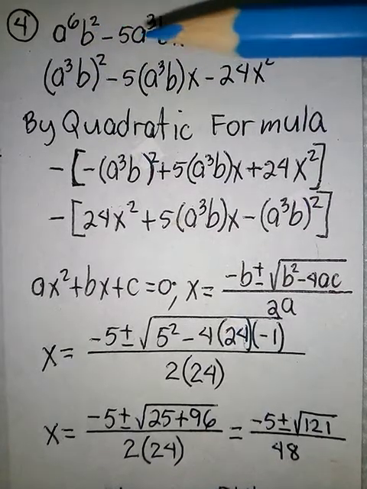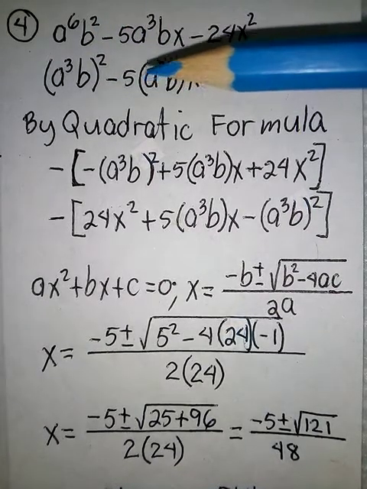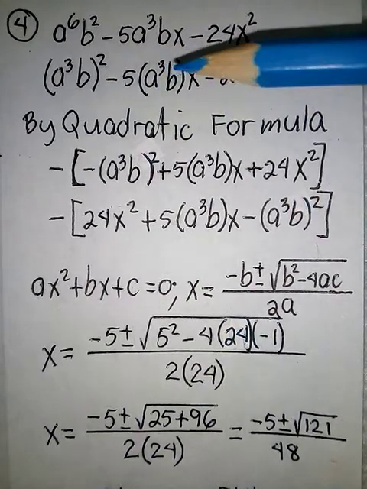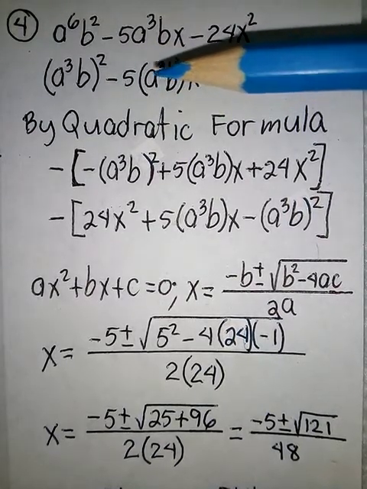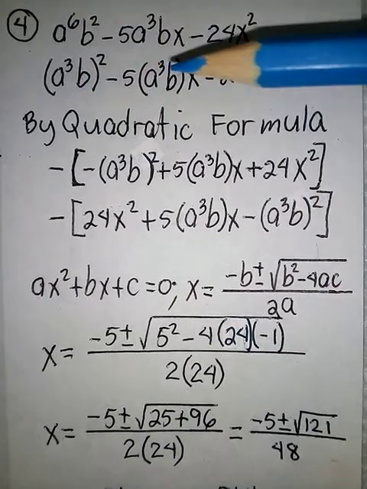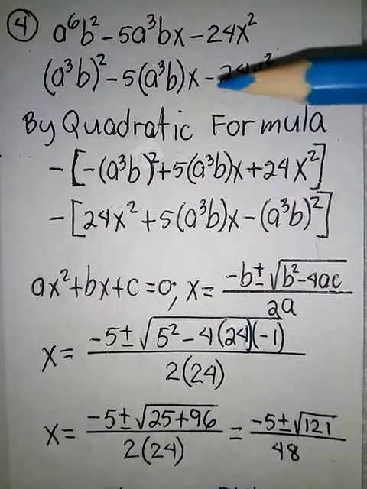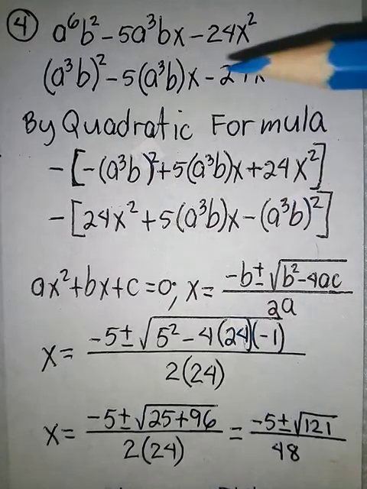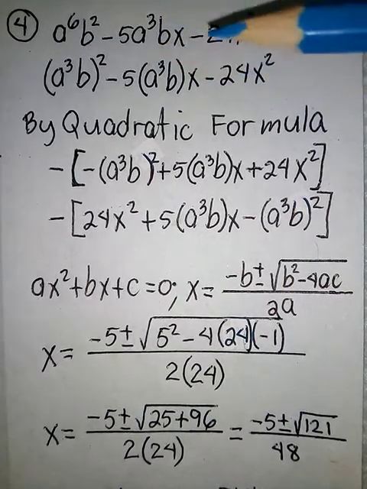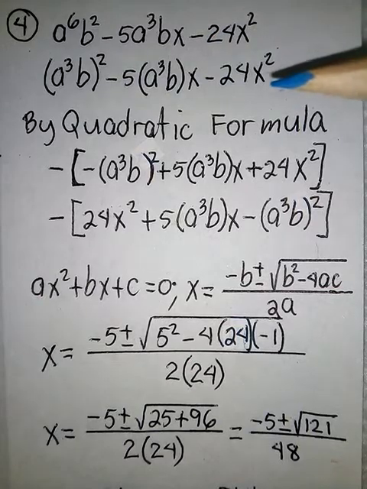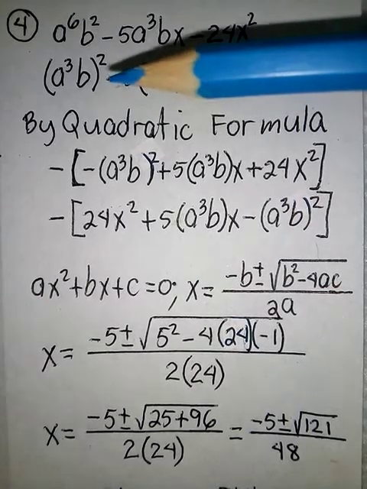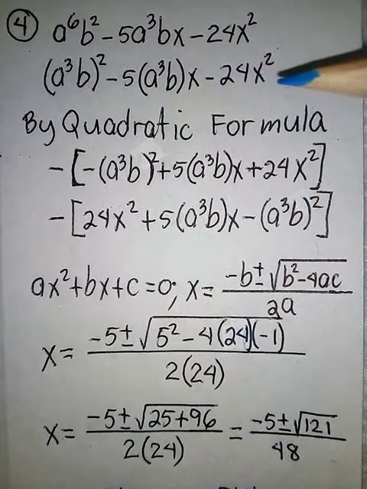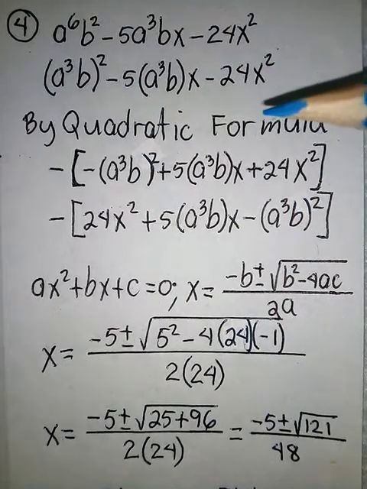So you will go back to the original answer. And then we have negative 5 and then right inside the parenthesis a cube b, so that this will be similar to the first term. Okay, and then x minus 24x squared. So now we have a quadratic equation involving the term a cube b and term x squared. So we will use the quadratic formula.